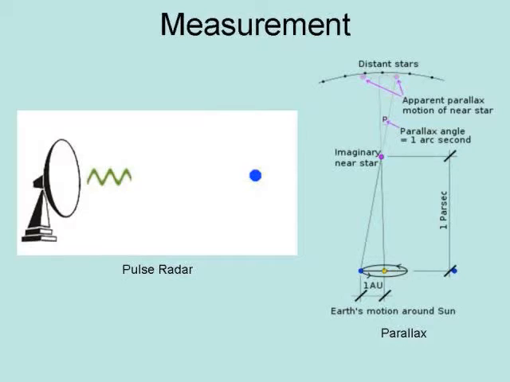Another way of measuring space is parallax, which uses geometry to measure distances. It is used in astronomy and land surveying.